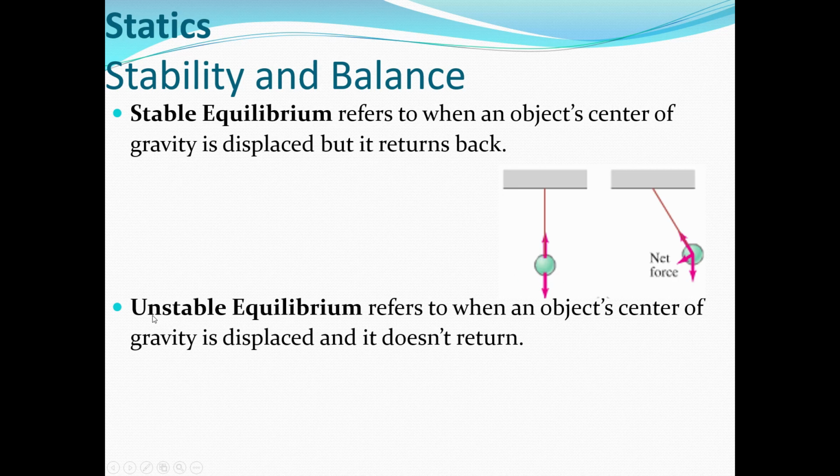Then we have something called unstable equilibrium. Basically the opposite. You displace an object and it never returns to its equilibrium state. So a perfect example is a pencil. So you have a pencil. You technically can balance a pencil on its tip or even on its flat edge, but the moment that pencil is slightly displaced, it's going to fall over. So this is a scenario of unstable equilibrium.